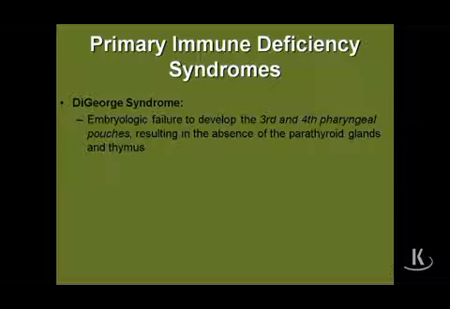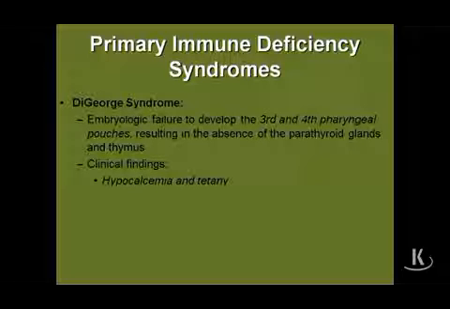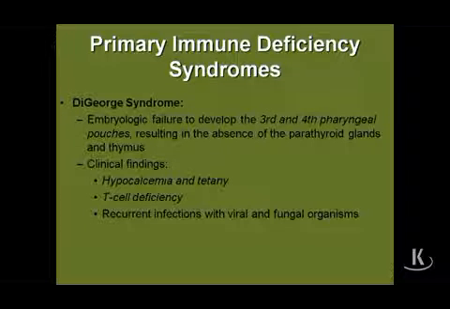DiGeorge's is a T cell issue where you have, as you recall, embryologic failure to develop the third and fourth pharyngeal pouches. And what is important developmentally that forms in these areas is the thymus and the parathyroid glands. The clinical findings, obviously, because you don't have parathyroid hormone production, you're going to lead to hypocalcemia or tetany clinically. Then the T cell deficiency, and remember what type of organisms tend to be dealt with by T cells are going to be fungal and viral infections. Typically what one sees, like in AIDS patients, where you're destroying T cells.